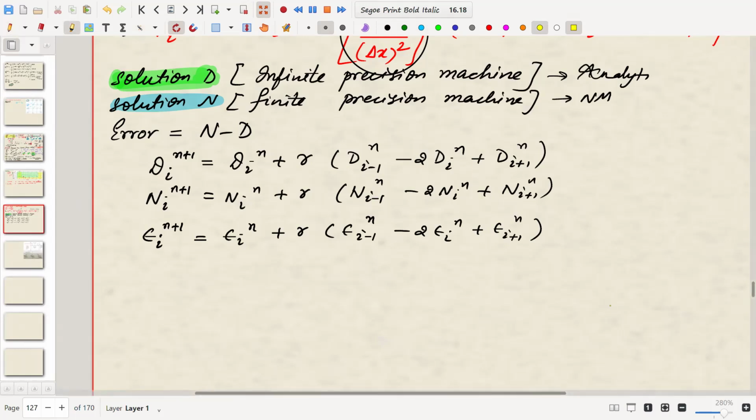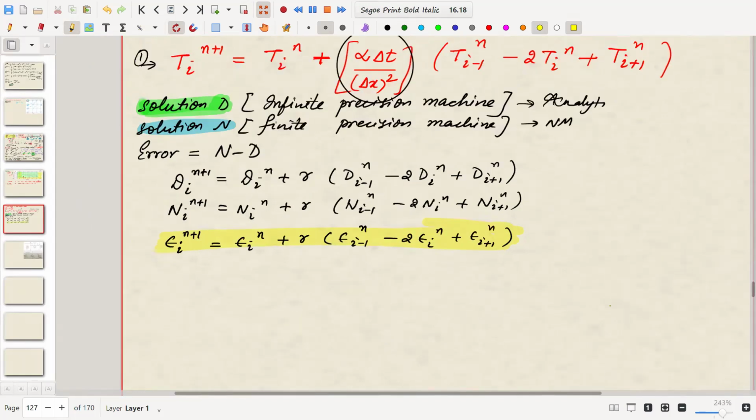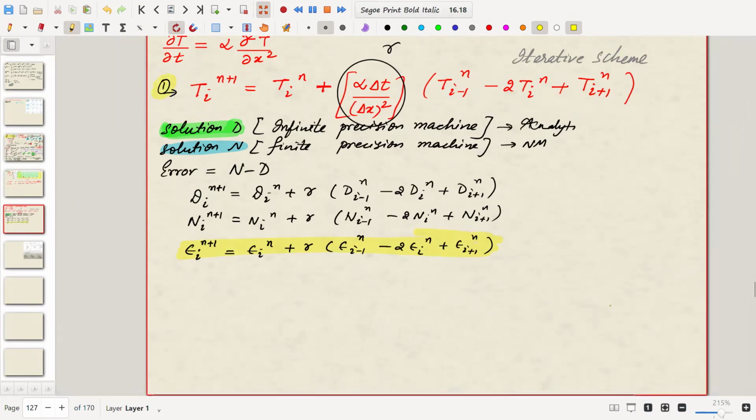The interesting thing is, see this yellow one, and compare it with equation 1. What do you think? The error also satisfies that equation. The error also satisfies the heat equation, the iterative scheme. So error is also a solution, because error is satisfying the equations.